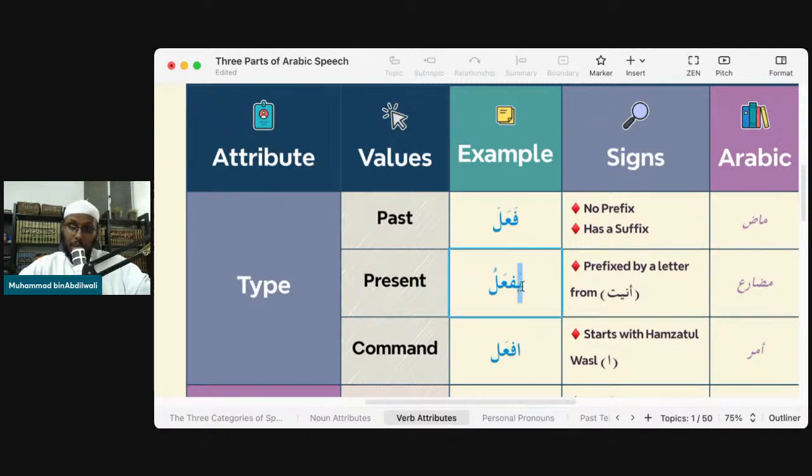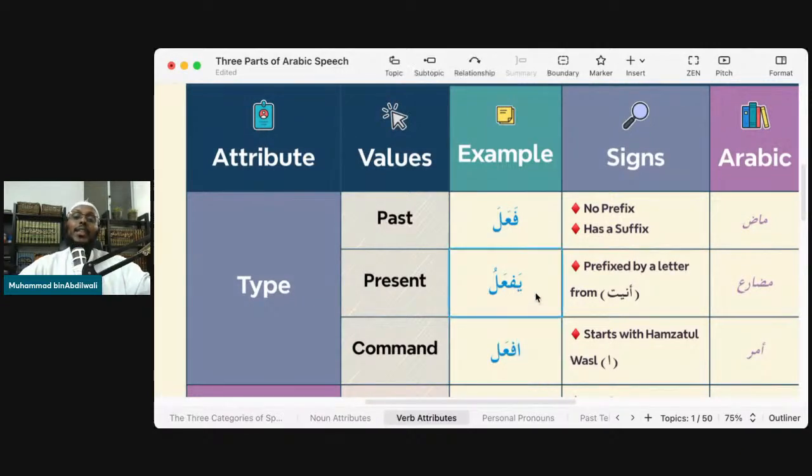We added a ya at the beginning. Again, now's not the time to go into detail exactly how we conjugate verbs, but this is just to show you that the present tense is taken from the past tense, and then the command tense is taken from the present tense. Okay? Whereby we replace that ya with a hamzatul wasl, or with this alif. We replace the ya with this alif.